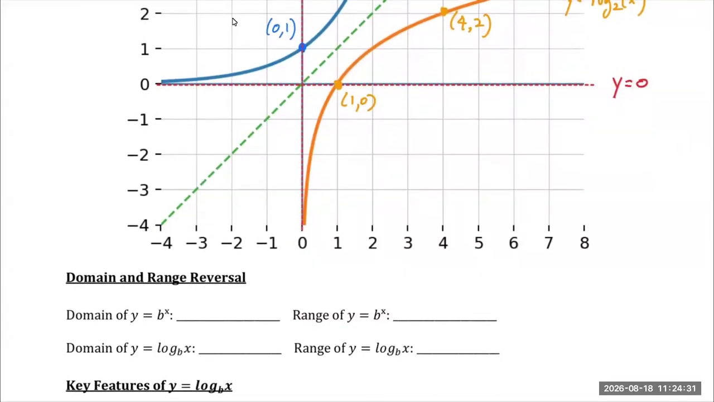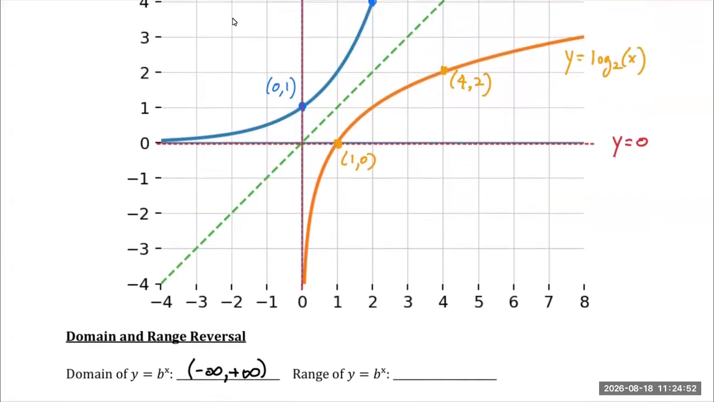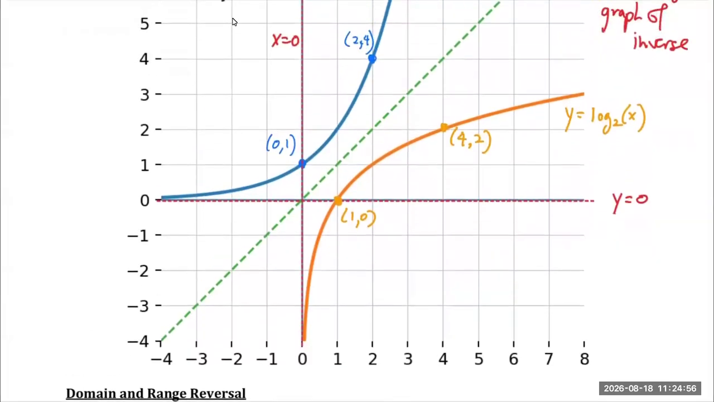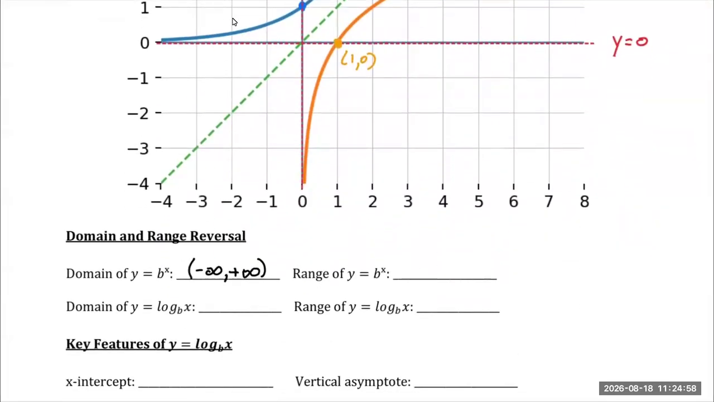So if we were to analyze some of the relationships over here, what will we see? Well, we see that the domain of the exponential function went from negative infinity to positive infinity, right? And that domain now becomes the range. What about the range of this blue graph? Well, earlier we saw that the range of the blue graph was from 0 to positive infinity.